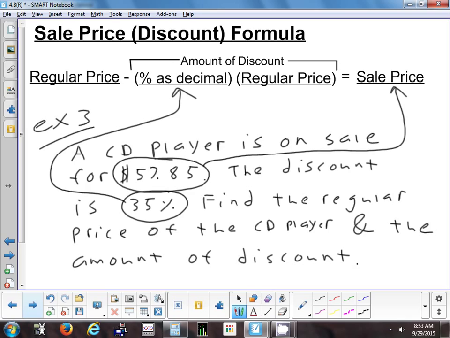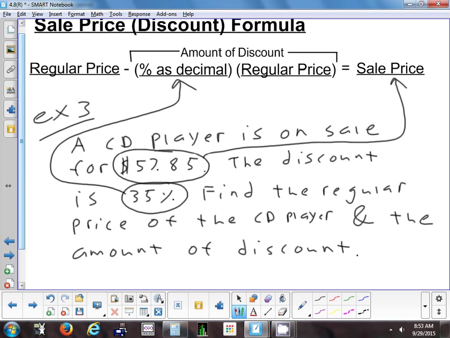The regular price. Now, in this one, Mr. Roy and I didn't suggest what letter to use for a regular price, but what letter do you think would make sense? Yeah, let's use R. Okay, if you don't know the regular price, use R. All right, so that's going to be the very first thing in my formula, regular price.